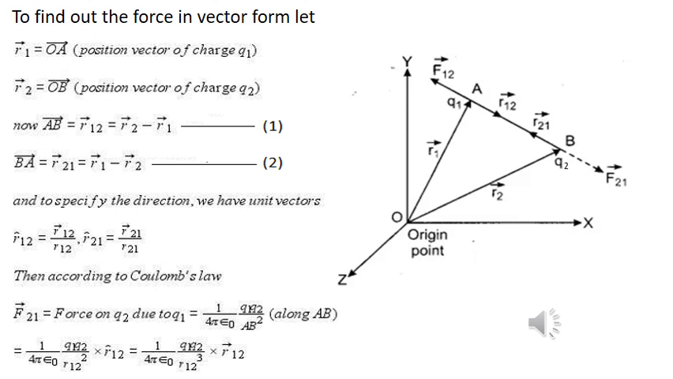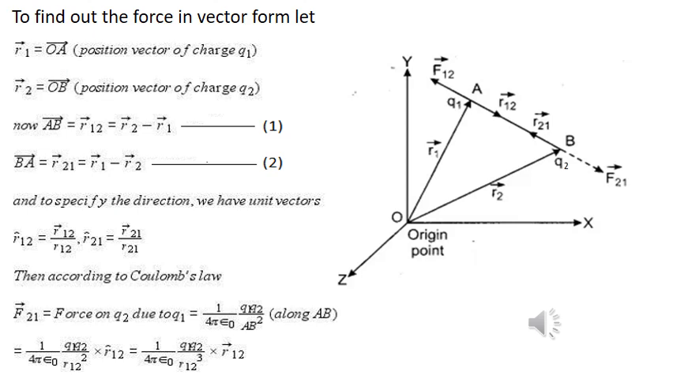Now we will get the direction as well as magnitude of AB from the vector law of addition. In triangle OAB, vector r1 plus vector r12 is equal to vector r2. From there we get vector r12 is equal to vector r2 minus vector r1. Similarly, we can get the value of vector r21, which is equal to vector r1 minus vector r2. We can write the unit vectors of the two vectors as unit vector r12 is equal to vector r12 divided by magnitude of vector r12, and unit vector r21 is equal to vector r21 divided by magnitude of vector r21.